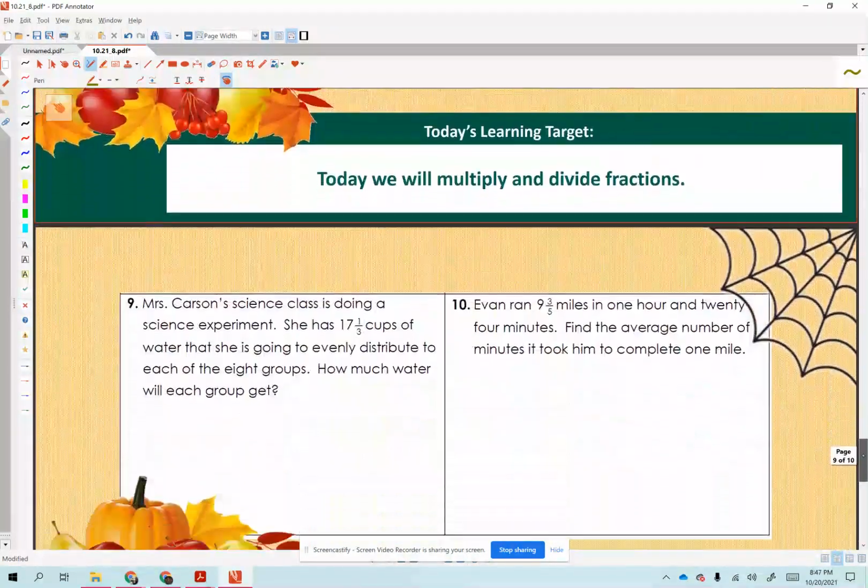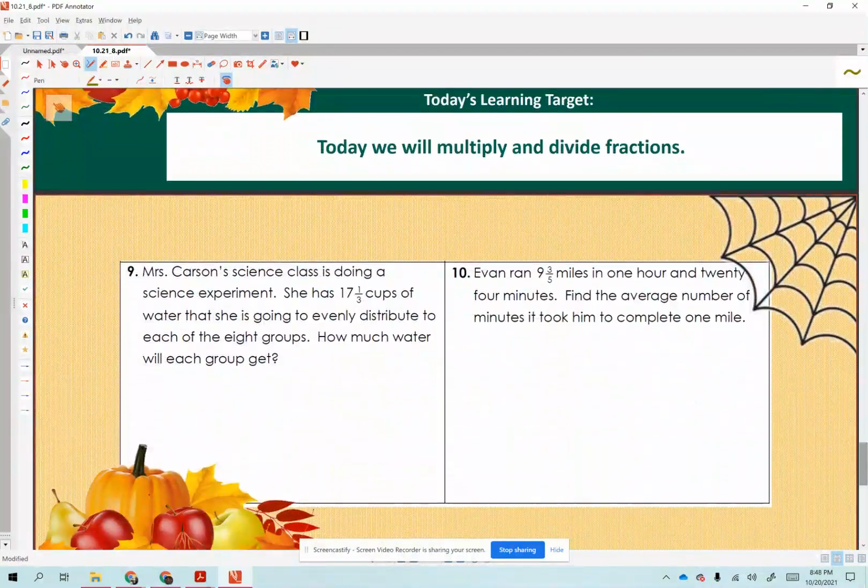Okay, let's go to the last 2 problems. Mrs. Carson's science class is doing a science experiment. She has 17 and 1/3 cups of water that she's going to evenly distribute to each of the 8 groups. How much water will each group get? So it's going to be 17 and 1/3 divided by 8.